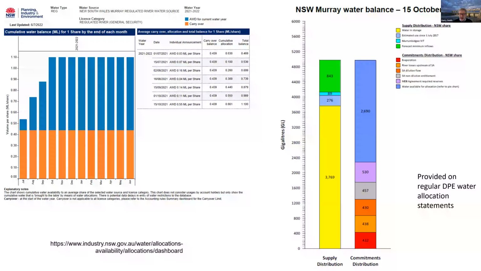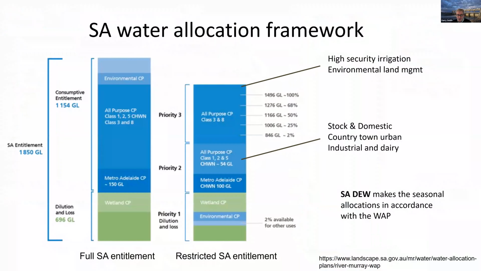In Victoria, Goulburn-Murray Water is the Northern Victorian resource manager and makes the seasonal determinations. In New South Wales, DPE Water is responsible for making the available water determinations. So they're the ones to look to for information. Let's turn to South Australia. Their water allocation framework is similar, but has some key differences.